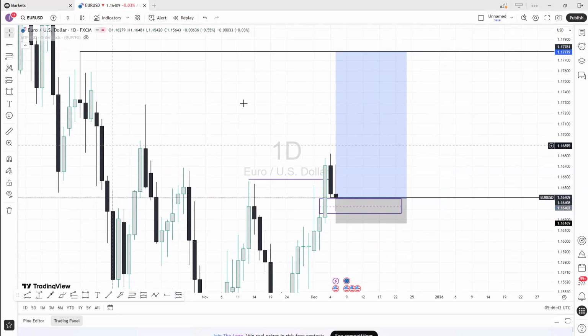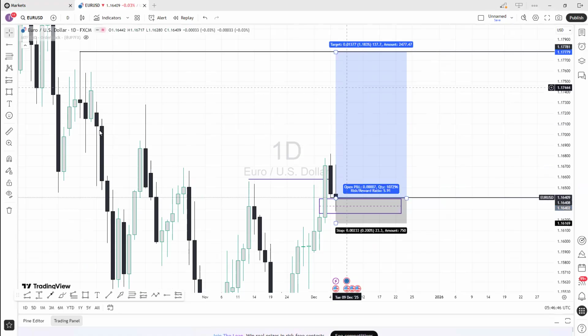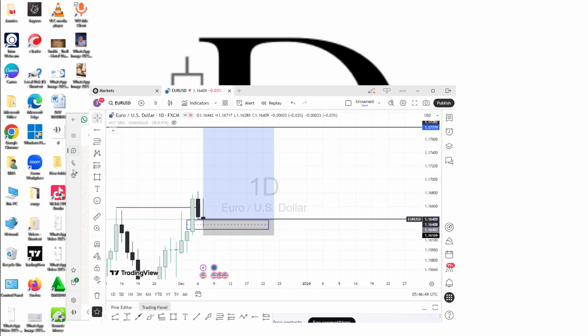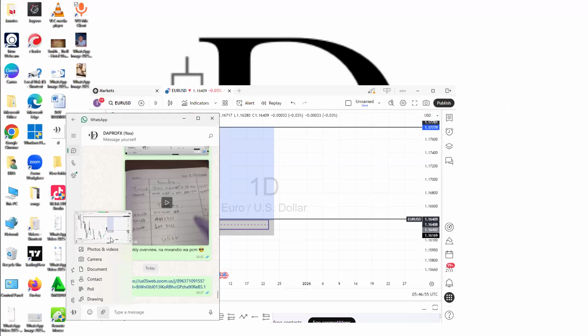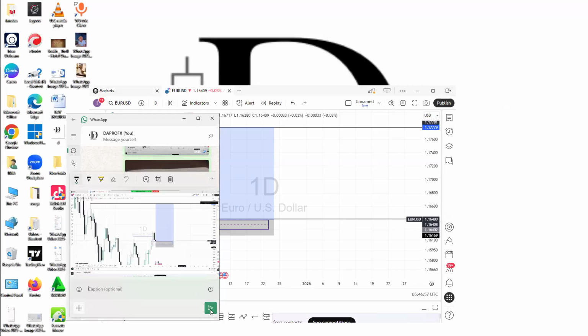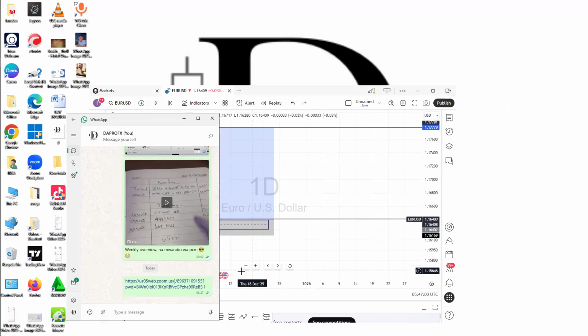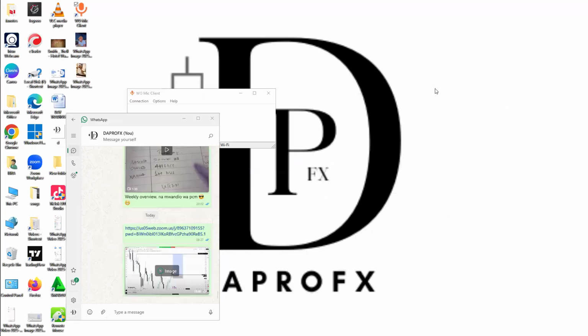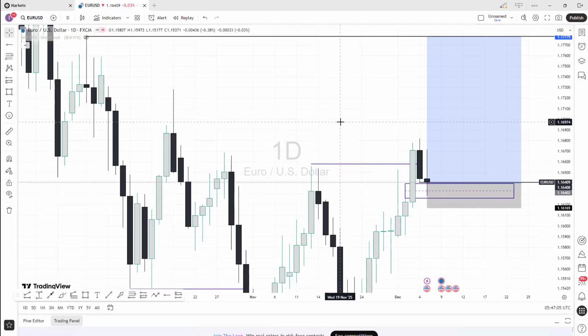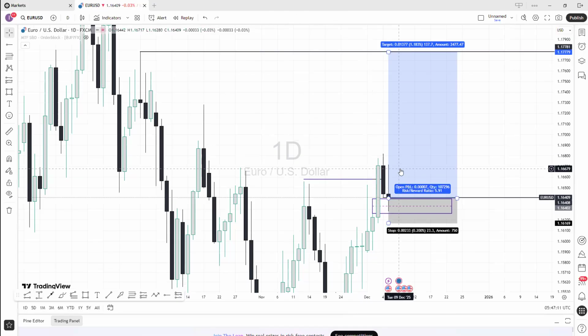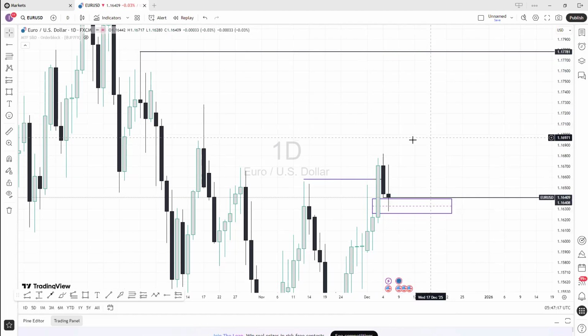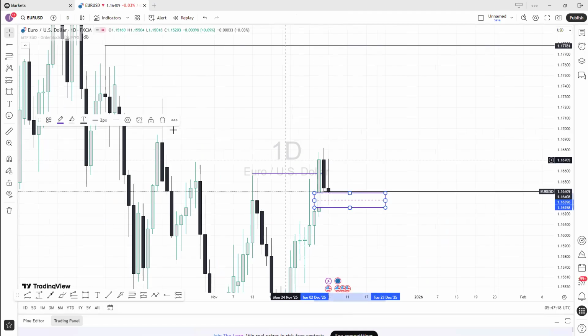Let me take a screenshot so I can preserve that information on Euro USD on the daily time frame. Okay, let us continue. On the daily time frame, we have to find a buy for swing traders. Let us shift to a lower time frame to find a low risk entry.